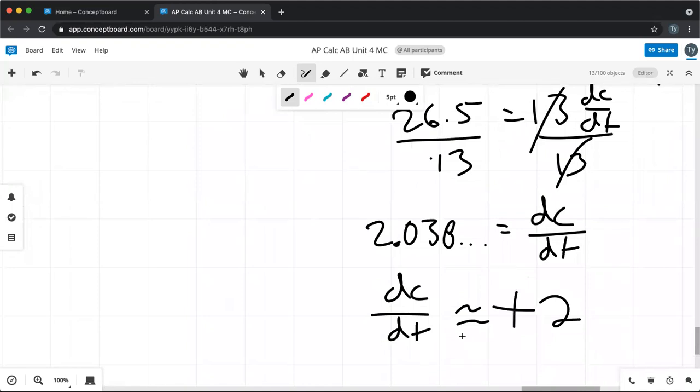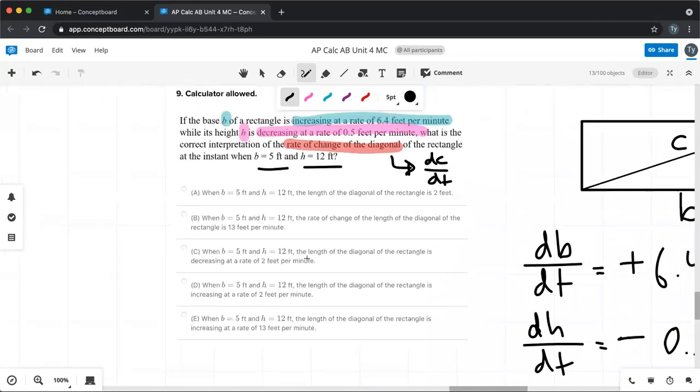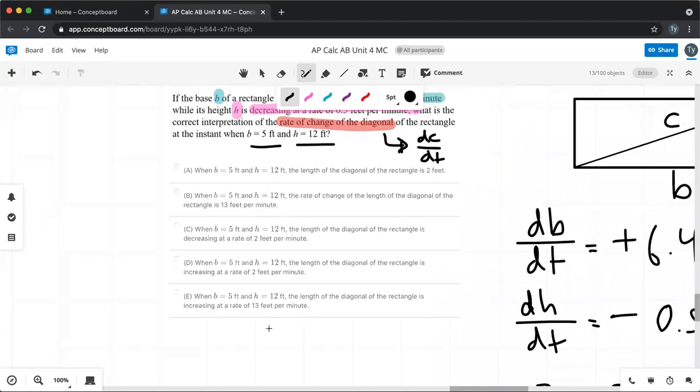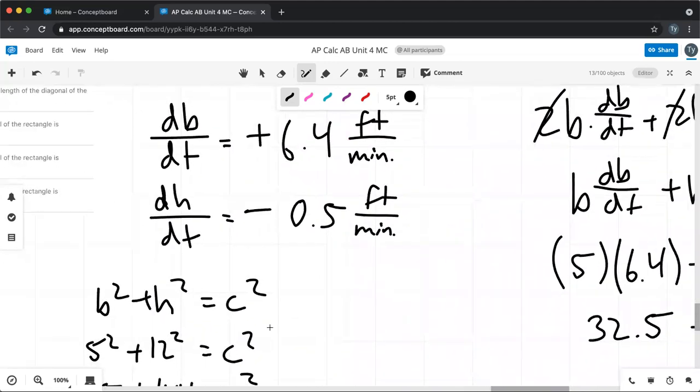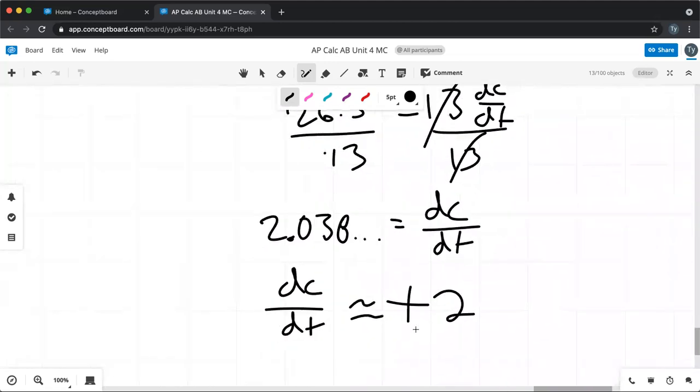Why do we care about this? Again, they're going to be looking for us to include increasing or decreasing in our answer. Notice D and C are exactly the same except for those single words, decreasing and increasing. So we need to be really careful here. Also, we need to consider the units of dc dt.